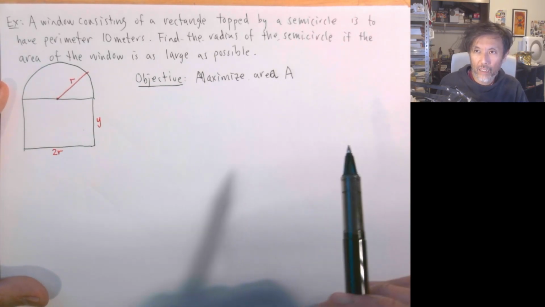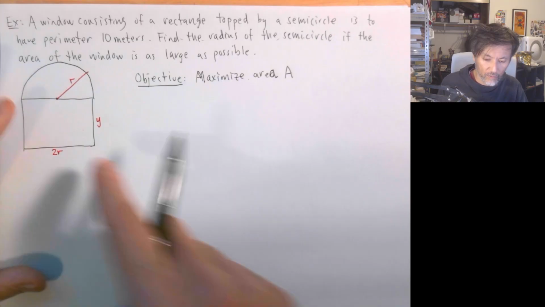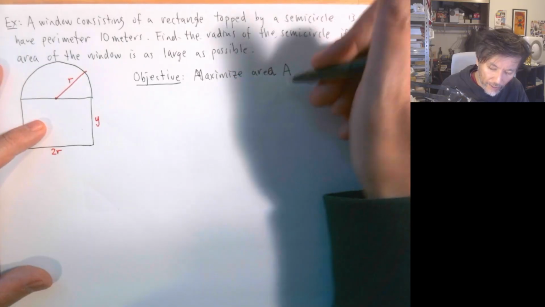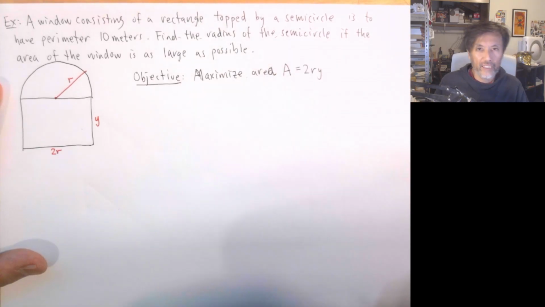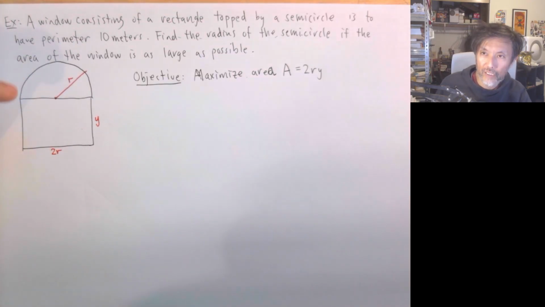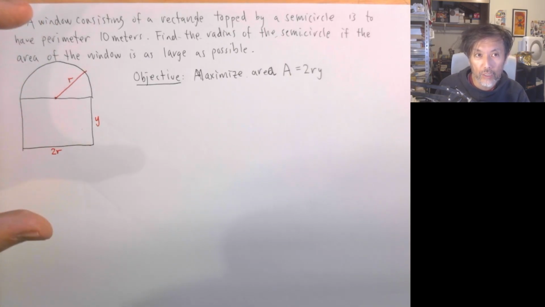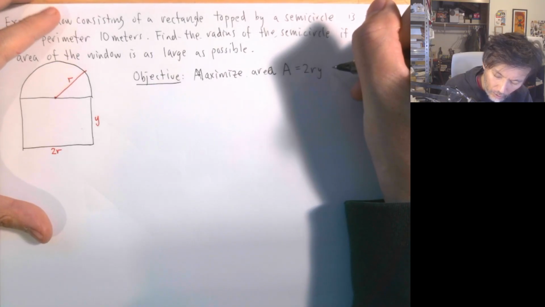Now, what is A? We can use basic geometry facts to write it down. First, the area of the rectangle is easy. It's 2r times y, base times height. Then we add to that the area of the semicircle. The semicircle is half of the area of a full circle. A full circle has area pi r squared. Therefore, half of that is pi over 2 times r squared.